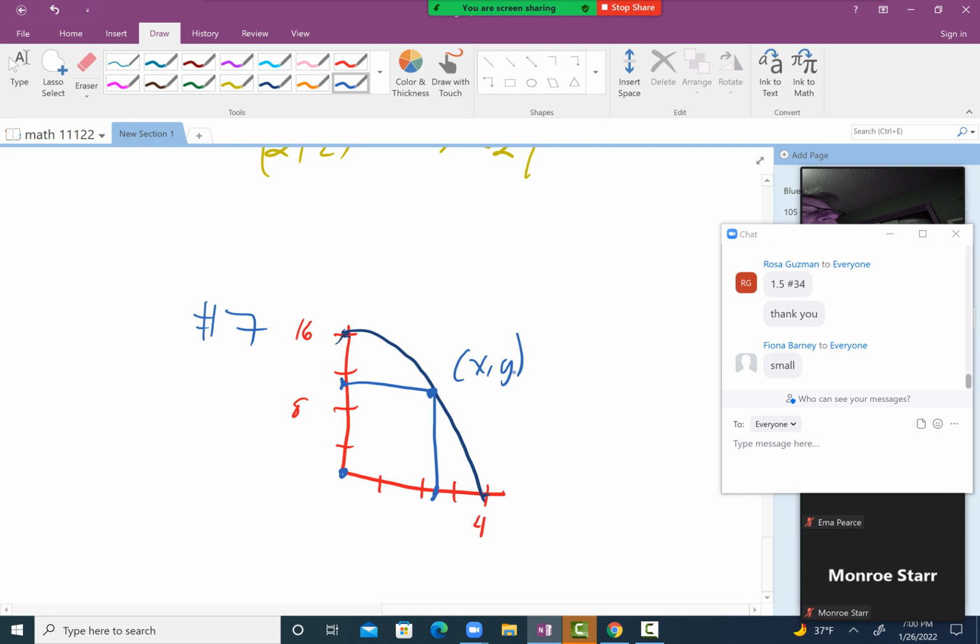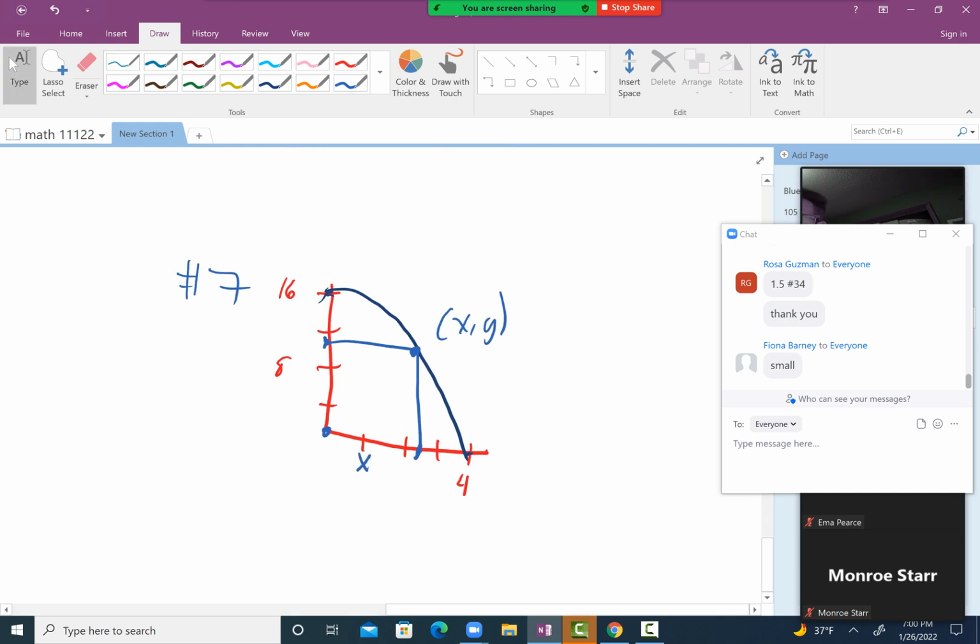It says express the area of the rectangle as a function of x. So this down here is your x, right? Because that's your x coordinate, okay? And the area of a rectangle. Now everybody knows that, pretty much anyway. What's the area of a rectangle?